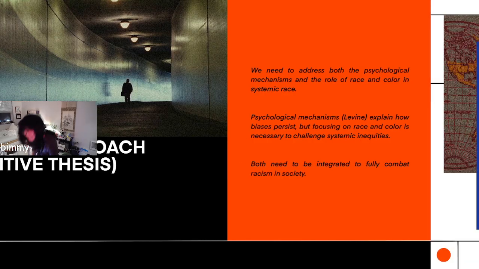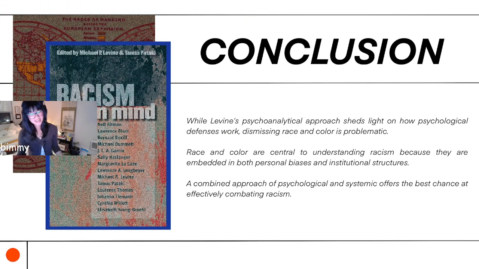In conclusion, while Levine's psychoanalytical approach broadens the understanding of the psychological side of racism by giving us insight into how defense mechanisms work in the brain, his claim that racism doesn't have anything to do with race and color is flawed. Race and color are crucial to understanding how racism is experienced and institutionalized, as they are the core from which racism stems. When trying to efficiently combat racism, we must recognize how race and color play a major role in racism, and it is the sole reason why racism exists. Once we take both of these approaches into account, it would be intriguing to see the process towards dismantling racism and the systems perpetuated by it.